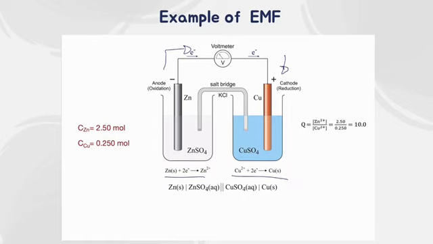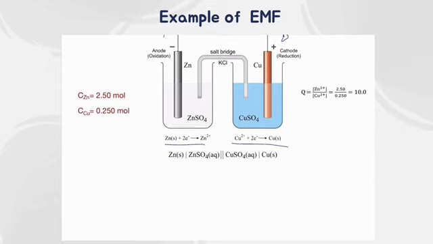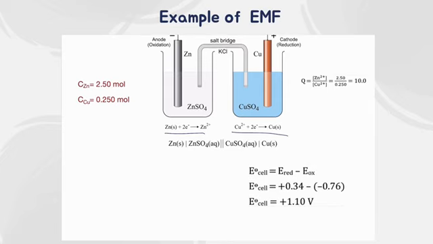Next, we will calculate the standard cell potential. The reduction potential of the copper half cell is positive 0.34 volts, and the reduction potential of the zinc half cell is negative 0.76 volts. This gives us the standard cell potential of positive 1.10 volts.